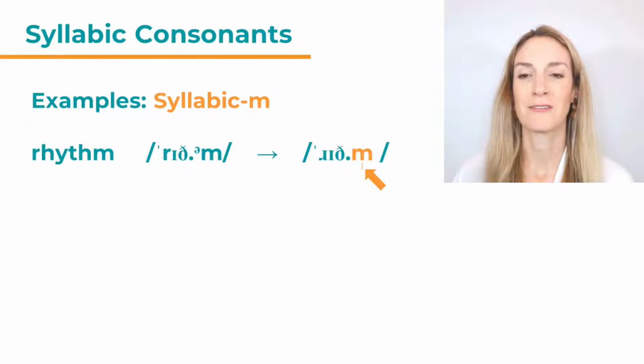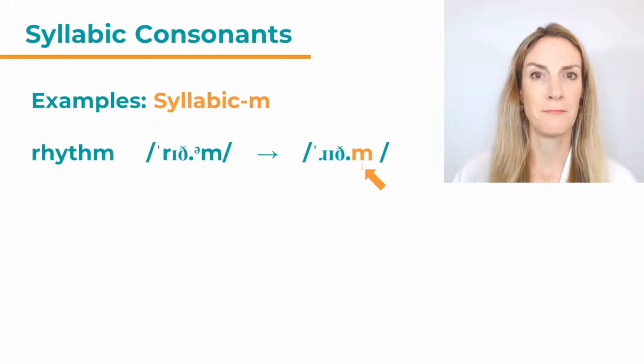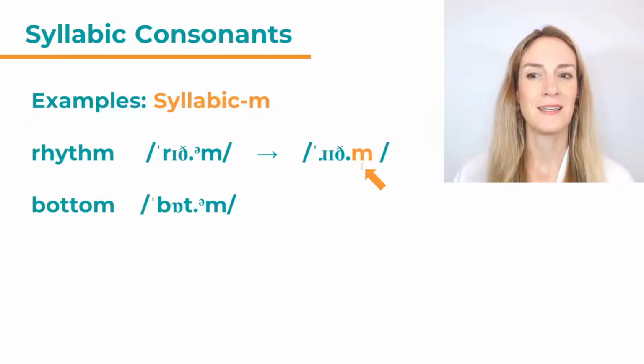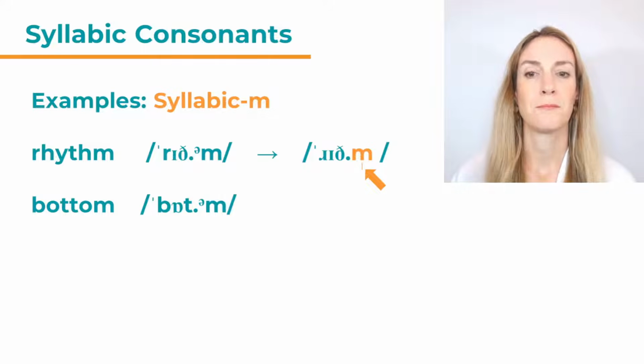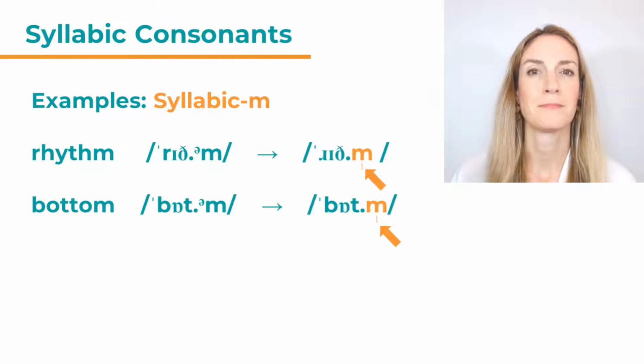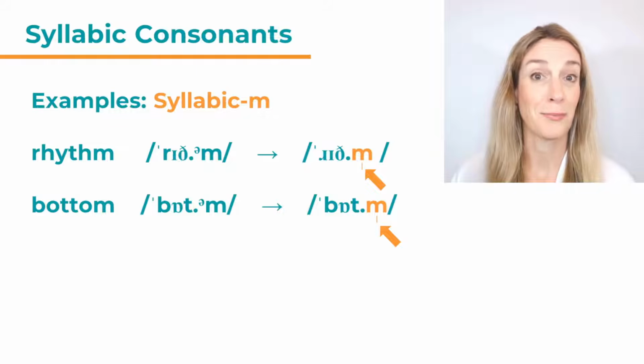So we had rhythm, and here is another example, the word bottom. Again, it ends in m. There's a schwa and an m in the final syllable. And if the schwa is dropped, bottom can become bottm. And again, we have a syllabic consonant in the final syllable, and the schwa has disappeared.